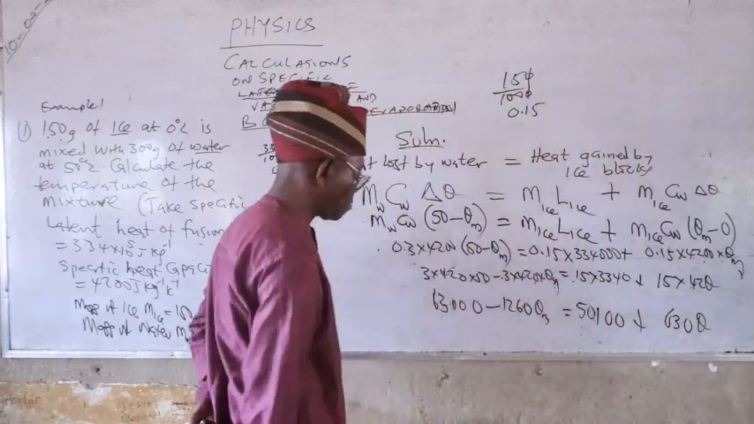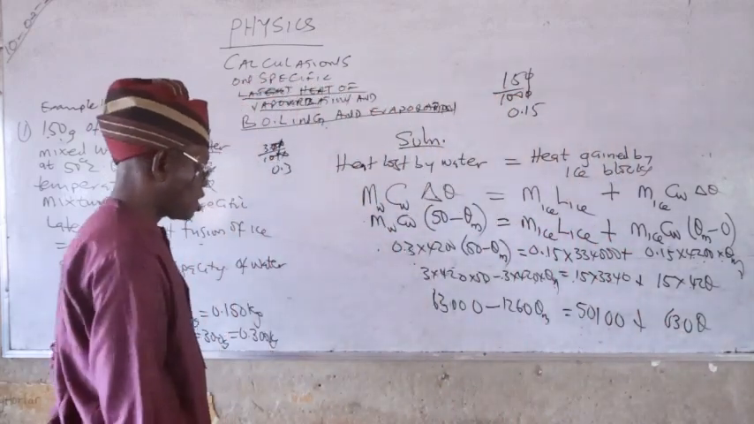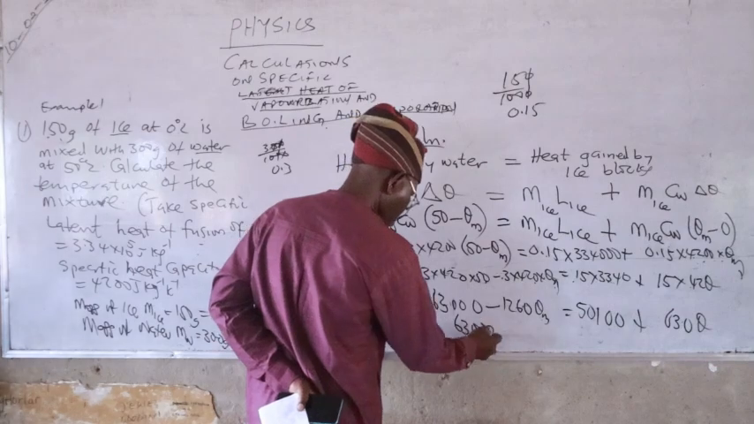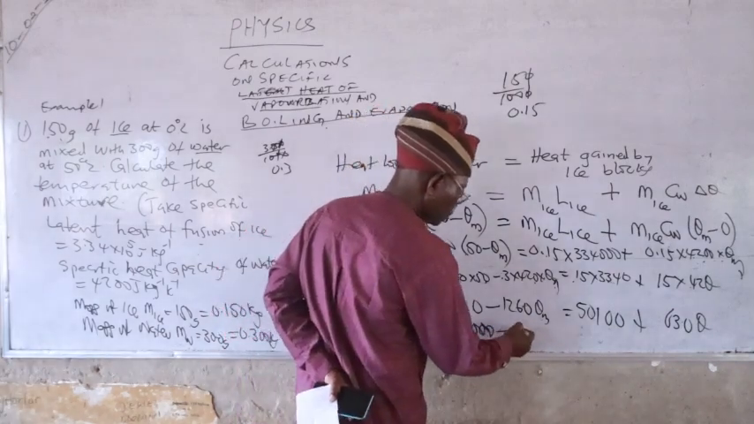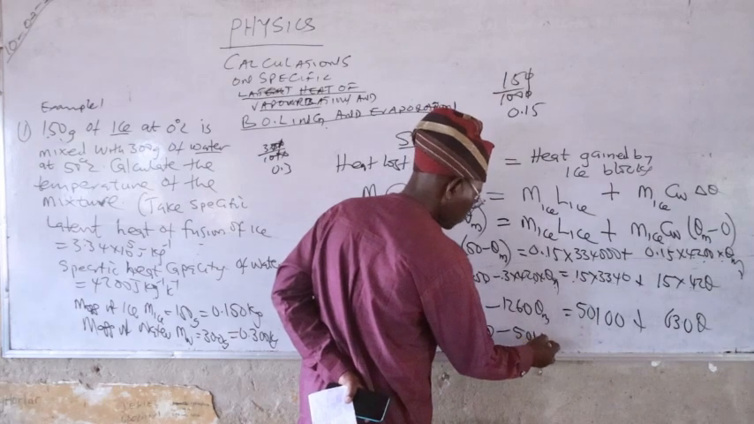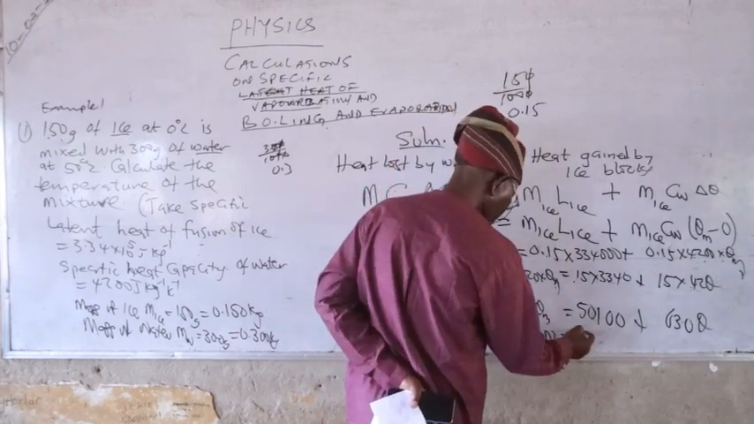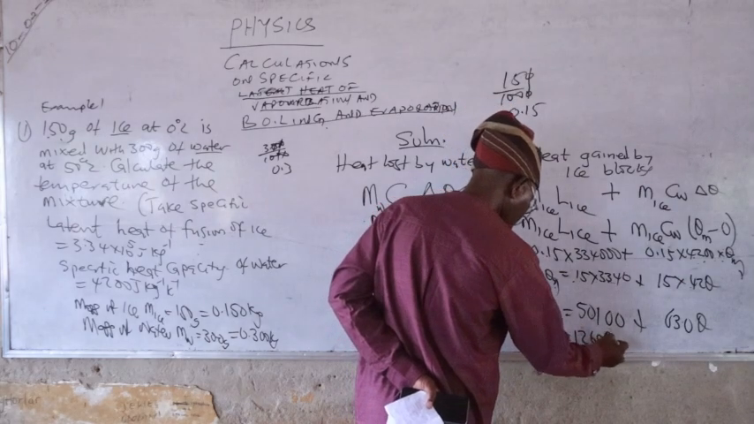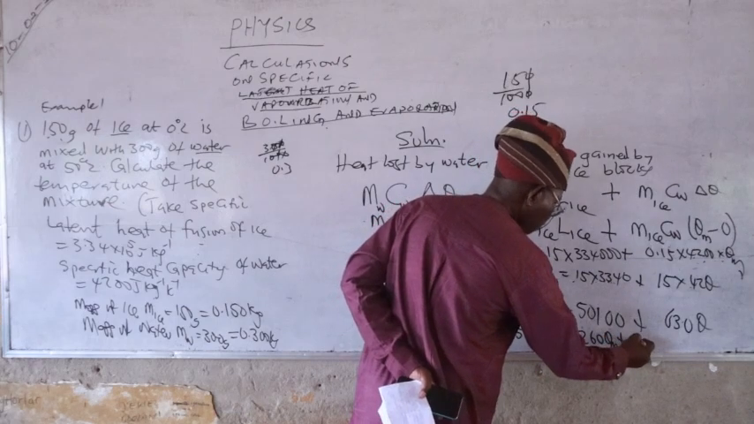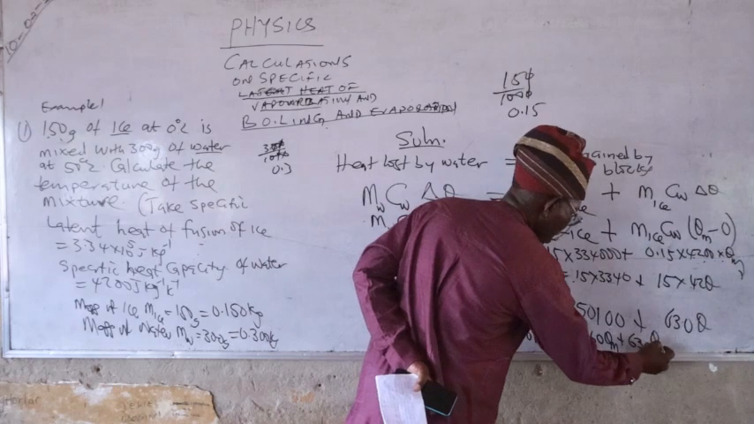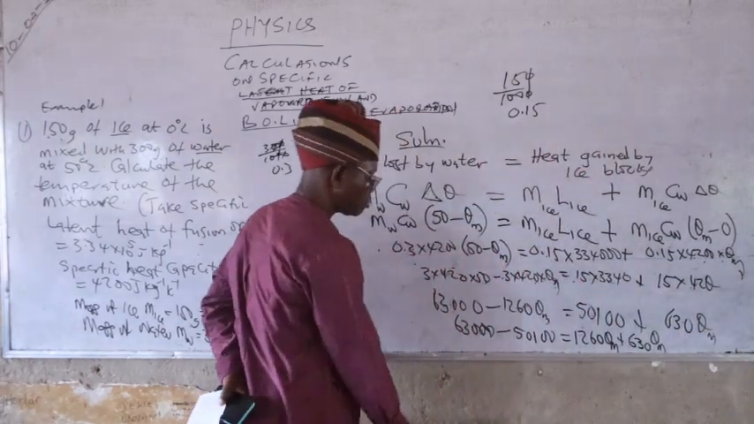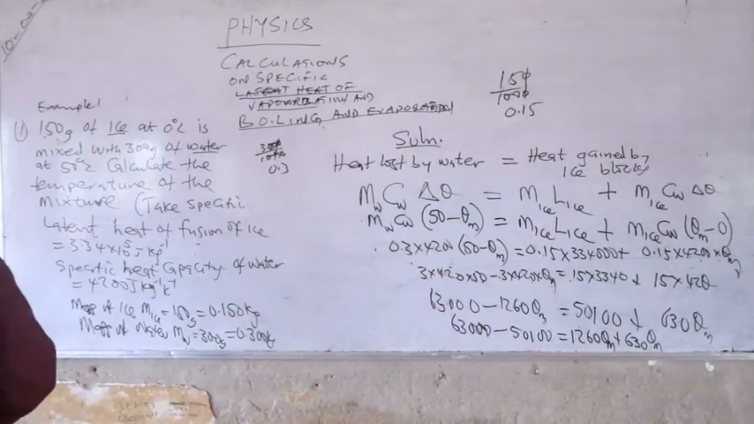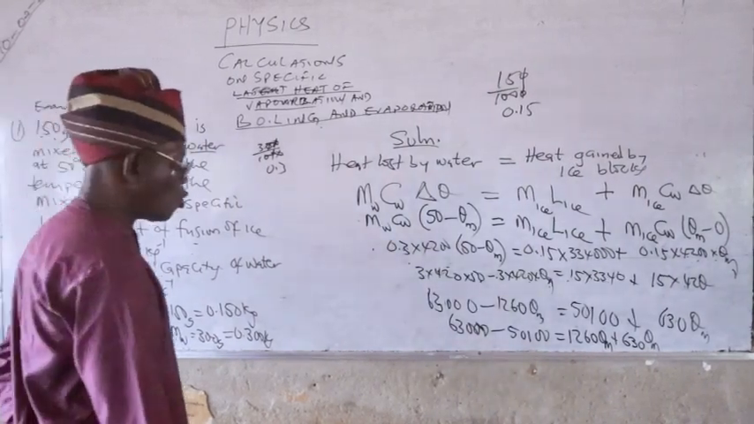That's it. Then you collect the like terms. Our like terms here will give us 6300. 6300 minus 50100 equals 1260 theta m plus 630 theta m. Is that clear to everybody? Yes, sir. So what you actually need will now come out.